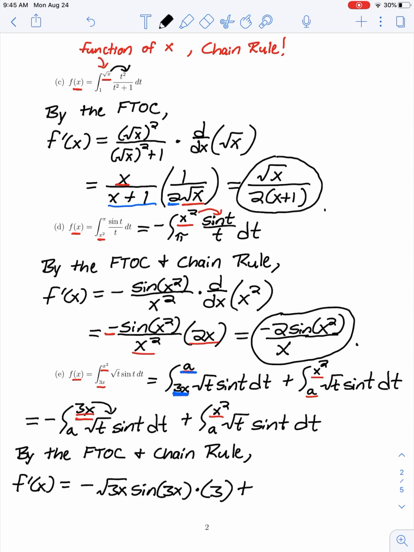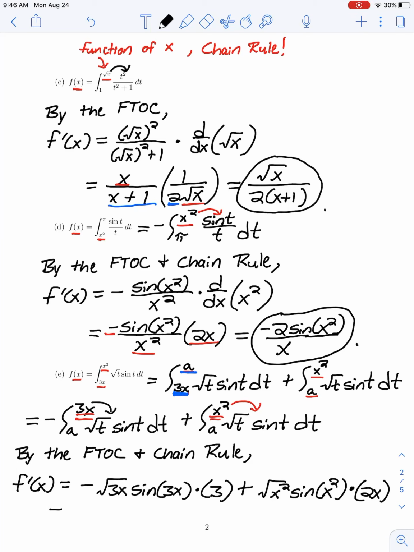And then we're going to add, well, to differentiate this second part, we take our upper limit of integration, in this case x squared, and we're substituting it into the integrand. So we would have the square root of x squared times sine of x squared. But then using the chain rule, we have to remember to multiply by the derivative of that inner function. In this case, the derivative of x squared, we have 2x.